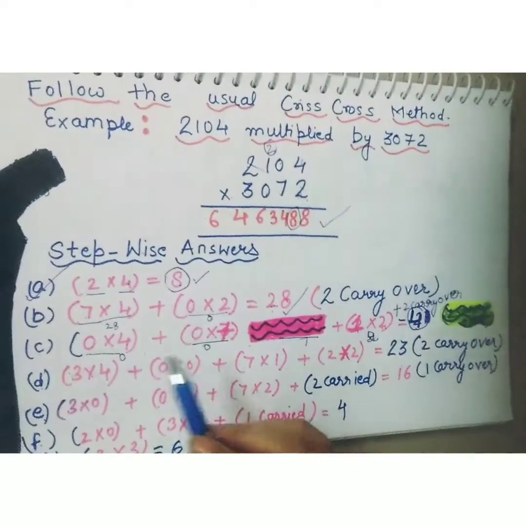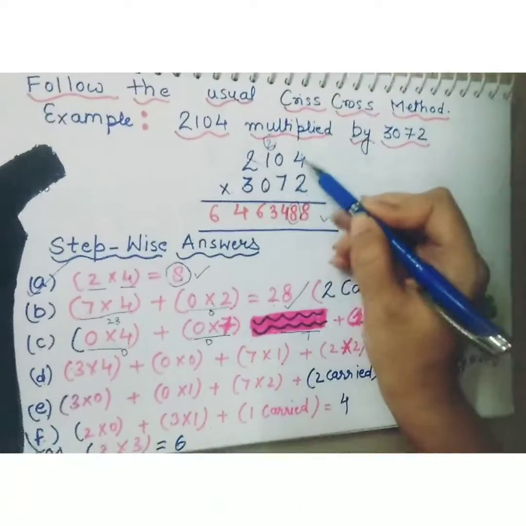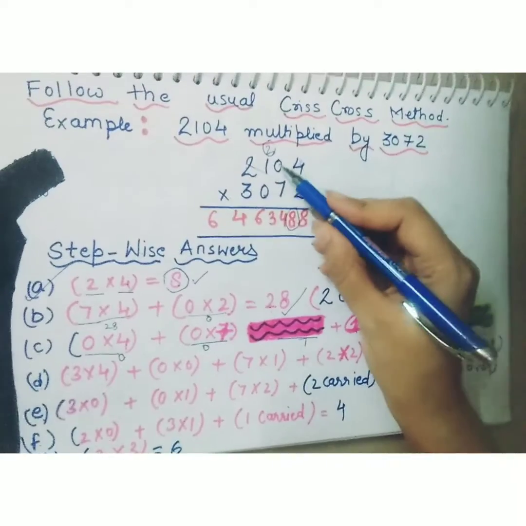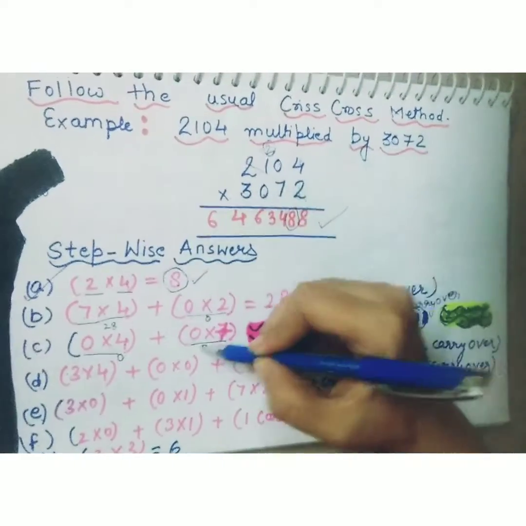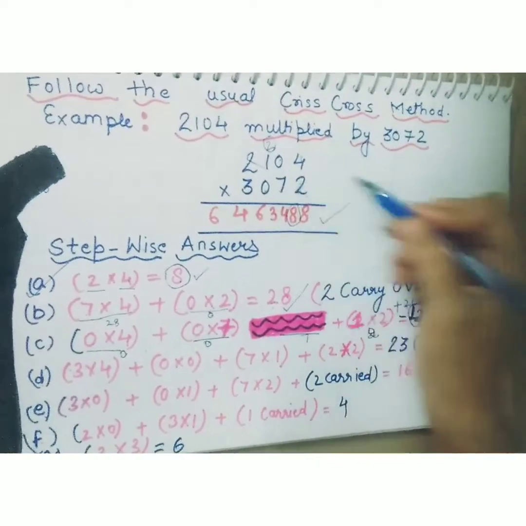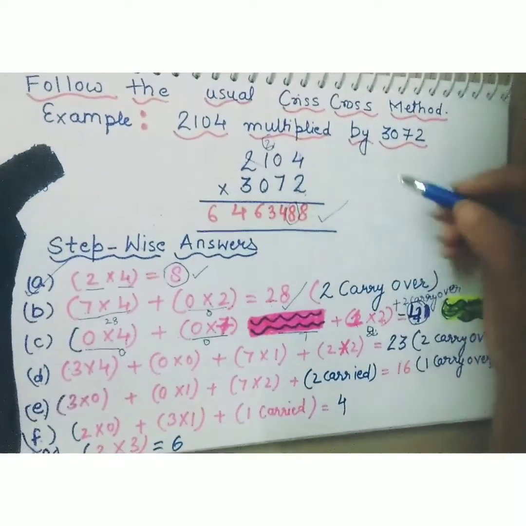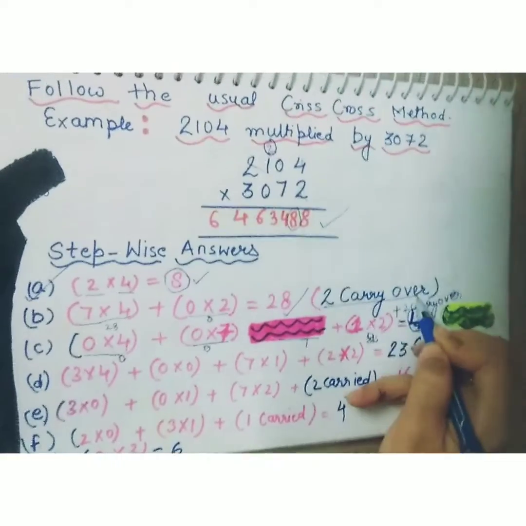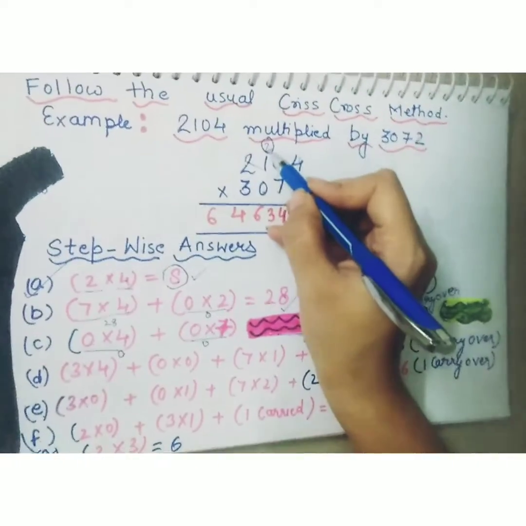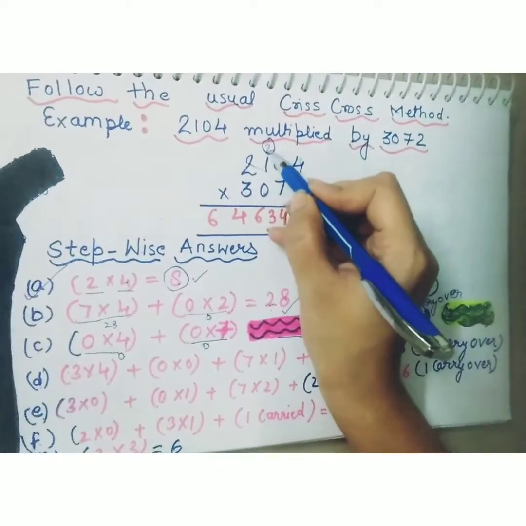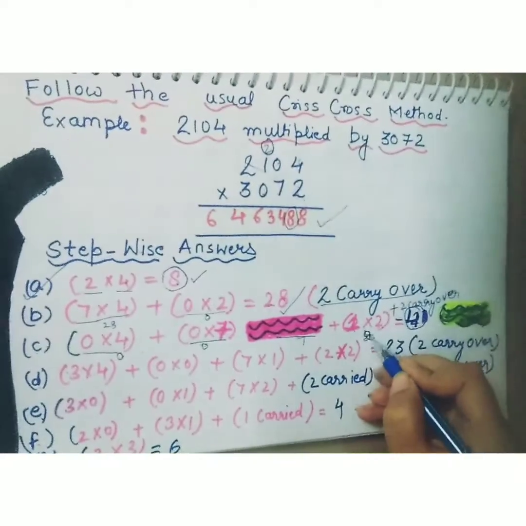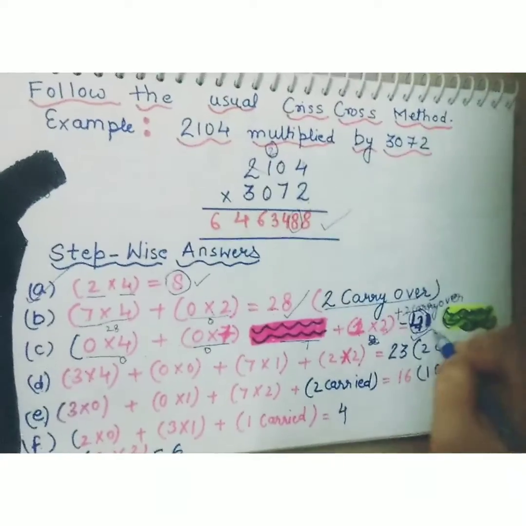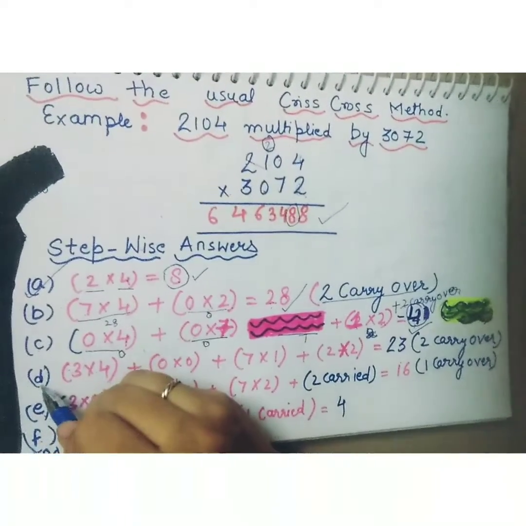Let's see carefully. 0 into 4, 0. 0 into 7 is 0. 1 into 2 is 2. And there is a carry over 2. I have written the 2 carry over in the third step. This carry over is added in the third step. So 2 plus 2 carry over comes out to be 4. Next step is 4.